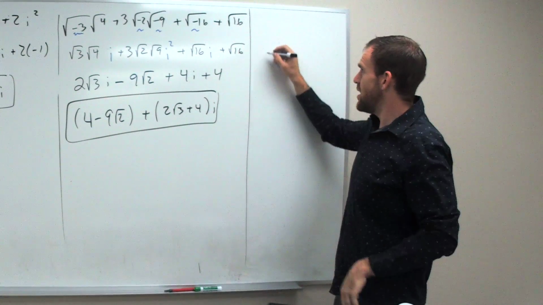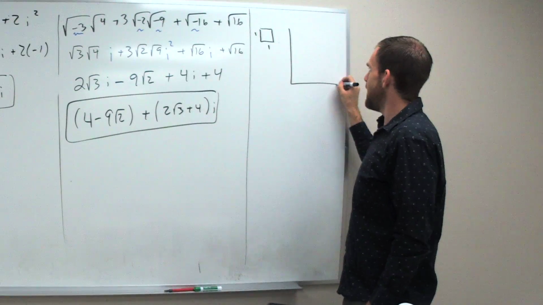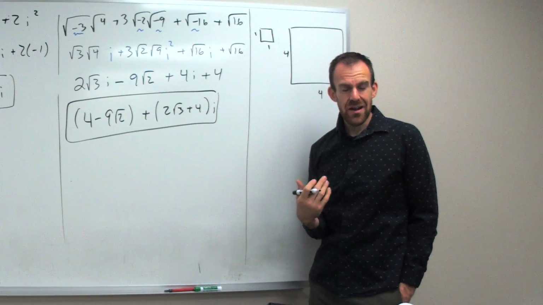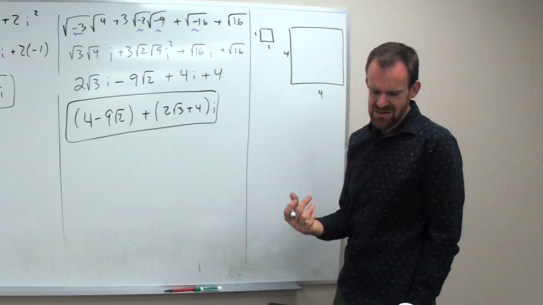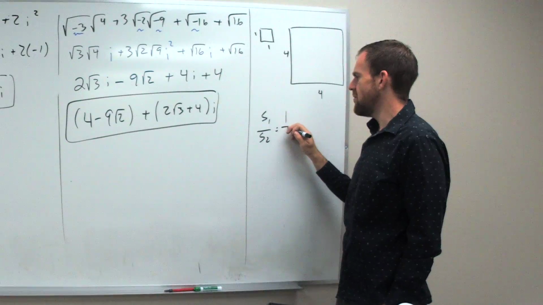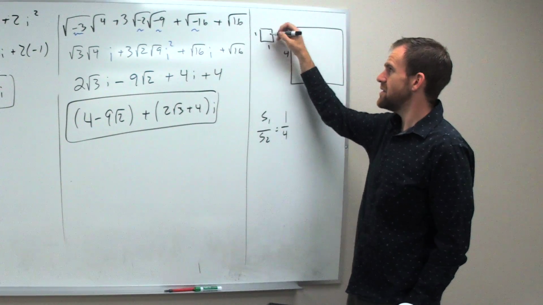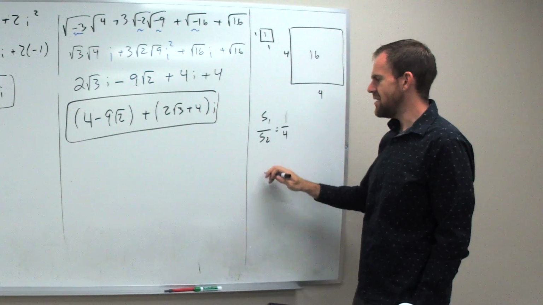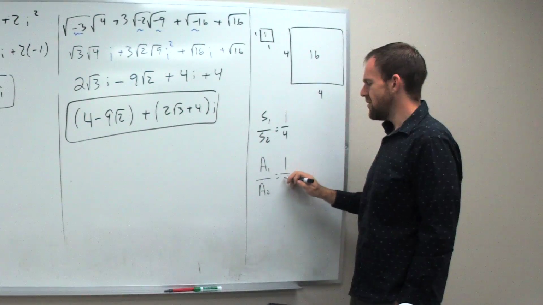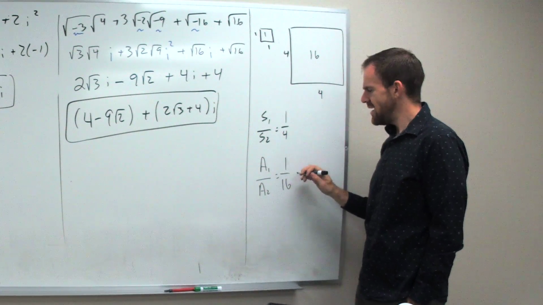Okay, if I have a square of side length 1, and I have a square of side length 4, what's the ratio of their areas? Well, the ratio of the sides, side 1 divided by side 2, is 1 over 4. The ratio of their areas, well, let's just compute. The area of this square is 1, the area of this square is 16. So area 1 divided by area 2 is 1 over 16. What's the relationship?